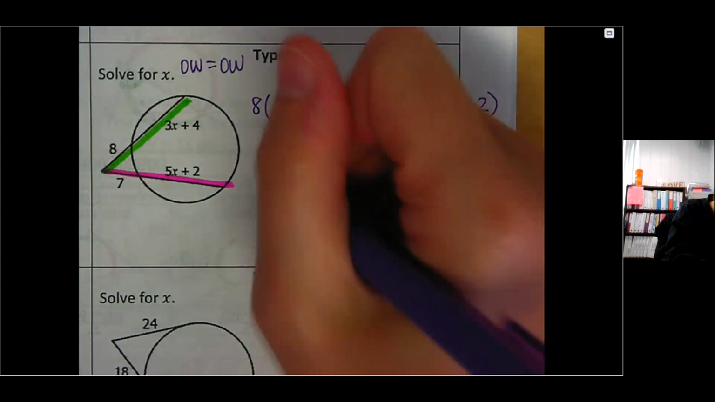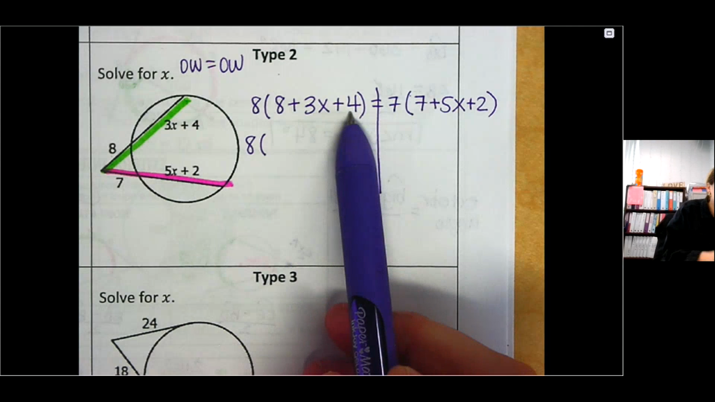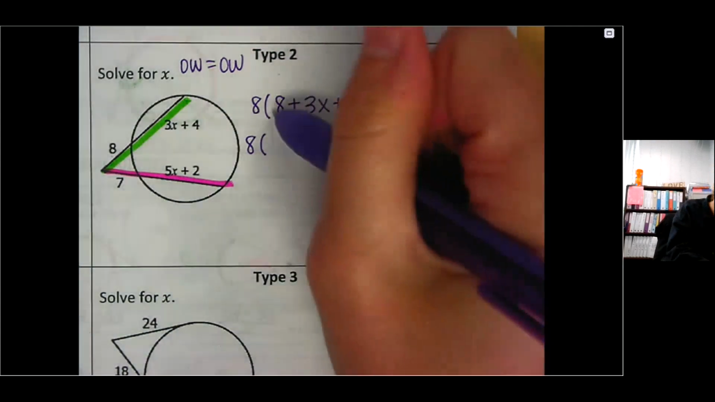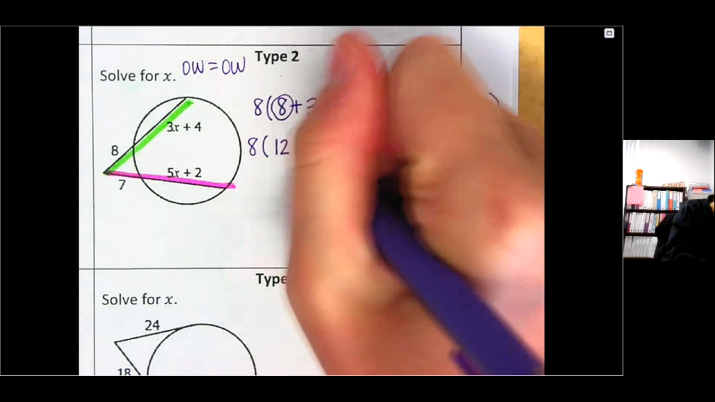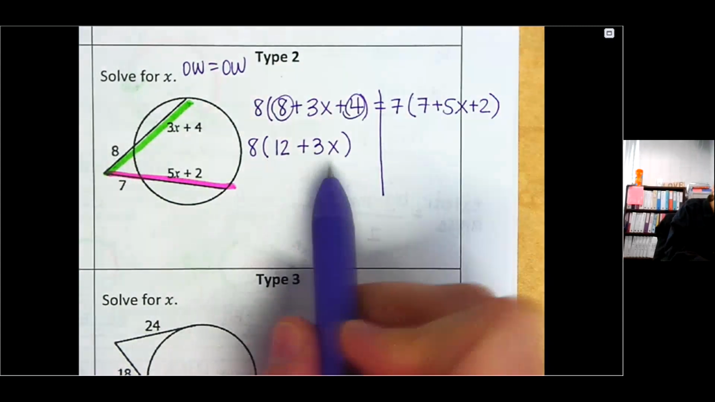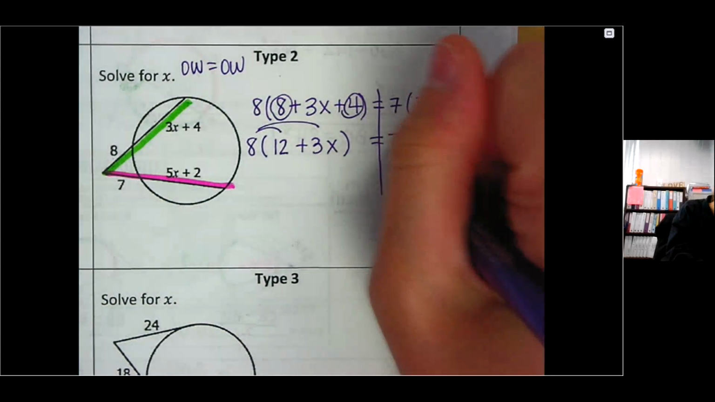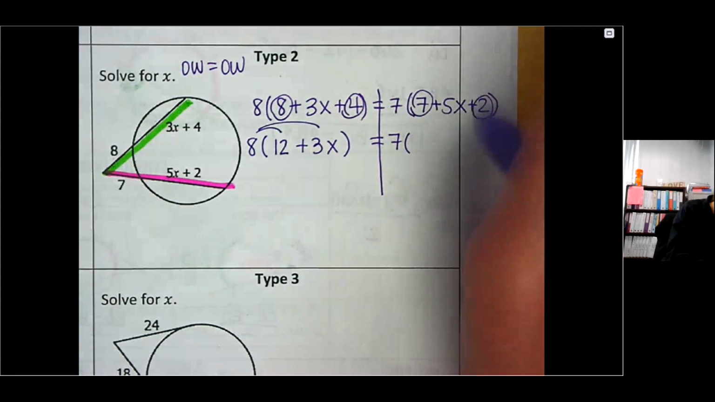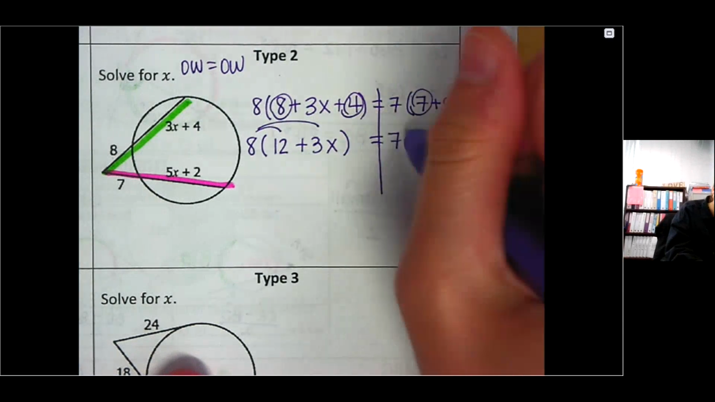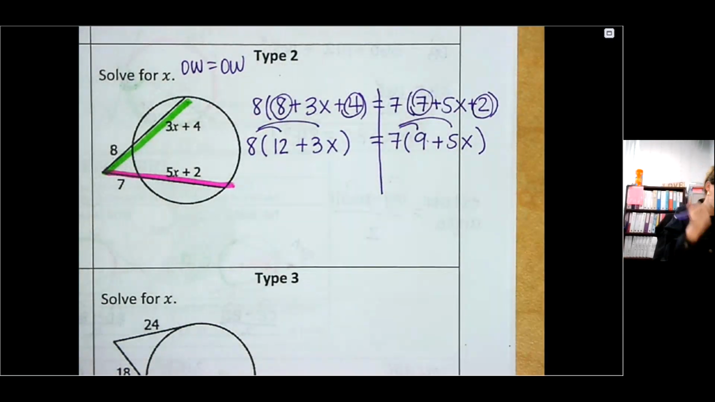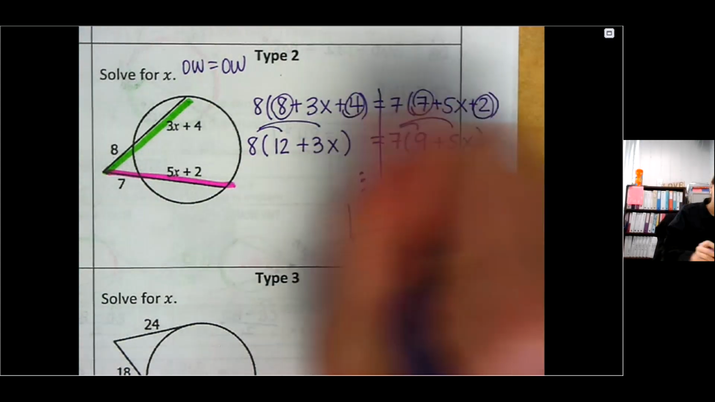So personally, what I would do if you were doing this problem algebraically is I would combine like terms inside the parentheses, and then I would distribute. So like you can put together the 8 and the 4 and get 12. And then now this looks a little nicer, and now you can just distribute normally. Same with the right side. So I would put together the 7 and the 2 to get 9, and then plus 5x. And then again, you can distribute and solve that way. So you end up getting x equals 3.